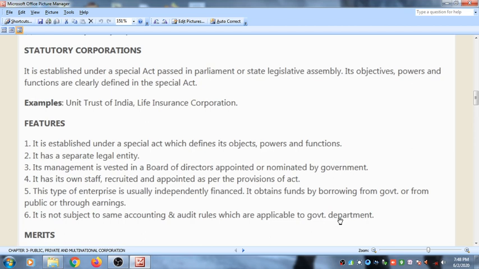Their conditions, procedures, rules and regulations of work are prescribed under the provision of the Act itself. So everything is written in the Act. We can say that it is partly government and partly private corporation.